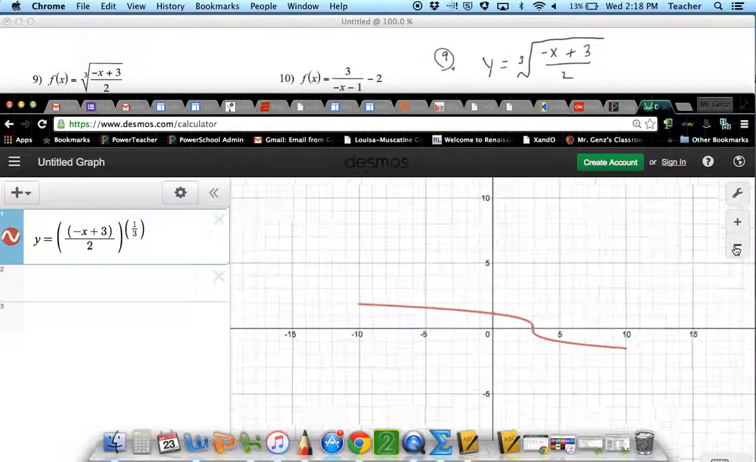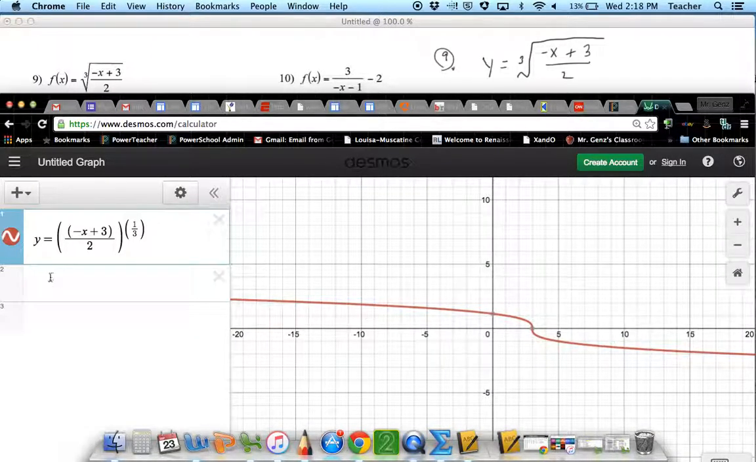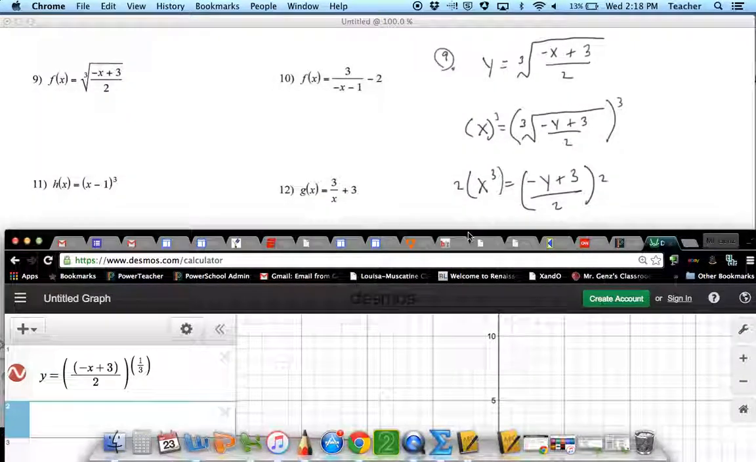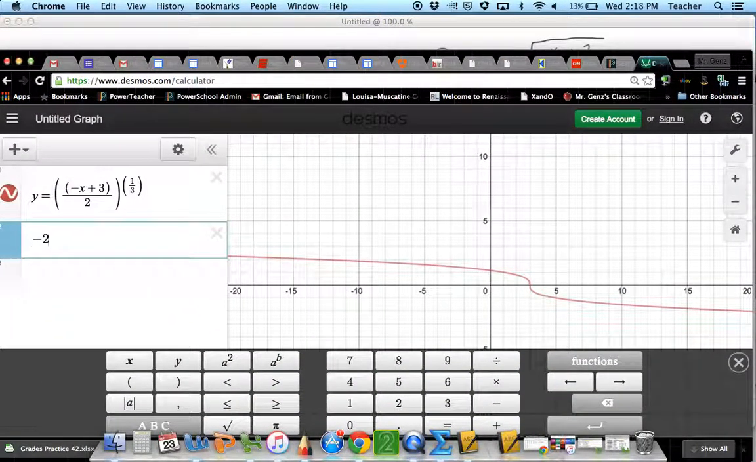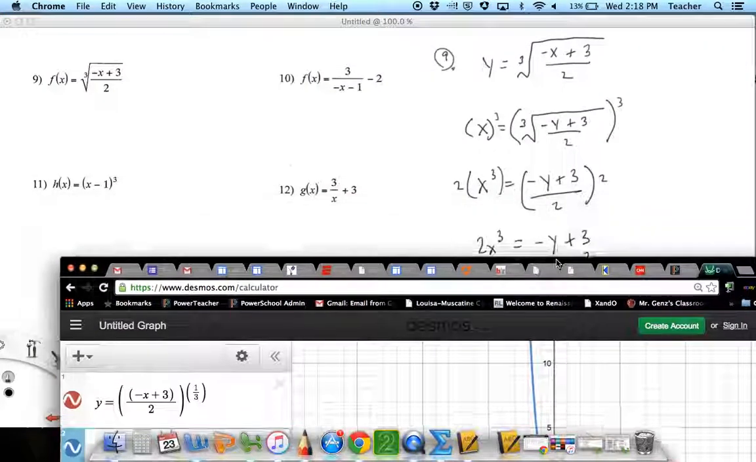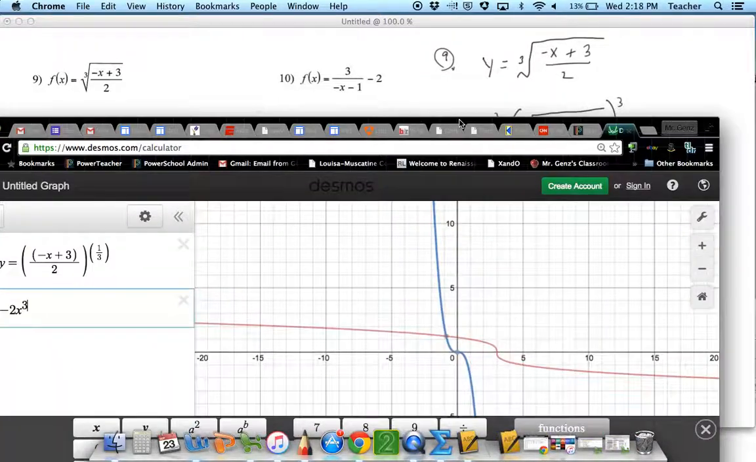If we look back, let me zoom out a little bit. We've got a nice picture here. And let's graph our found answer, which is negative 2x to the third. A little bit easier to graph here. Negative 2x to the third minus 3.